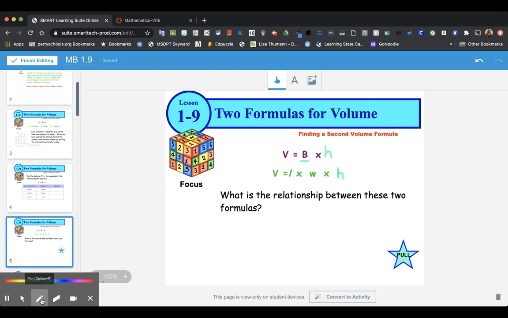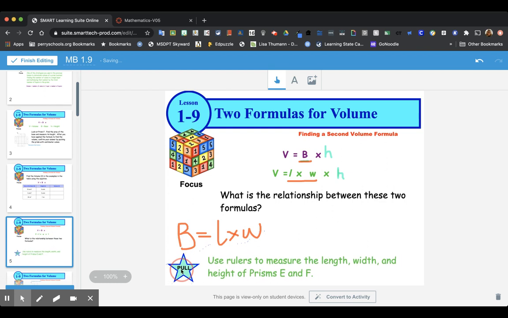Well, if we look at it, let's change this color so we can see. These are the two things that are connected here. And I know that area of a base equals length times width. And that's where we get that. That's how these two formulas are the exact same. It's still length times width times height.